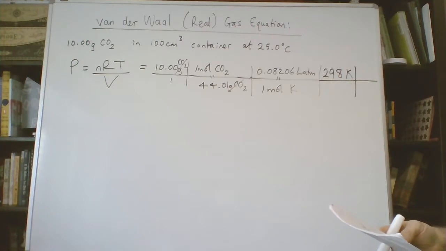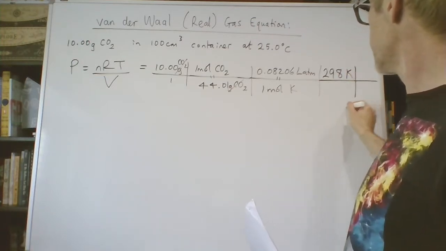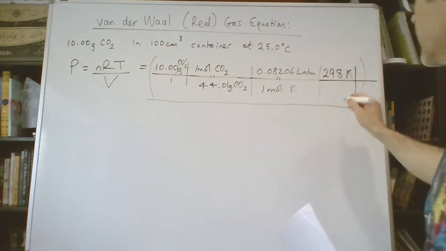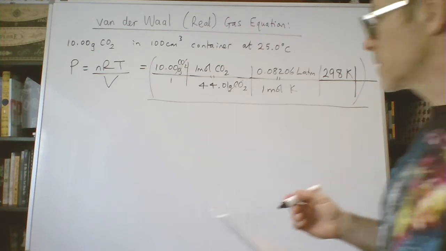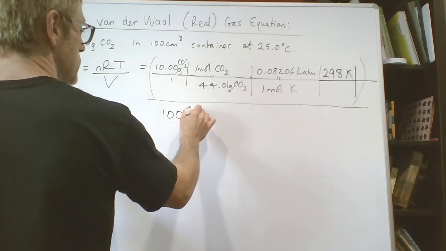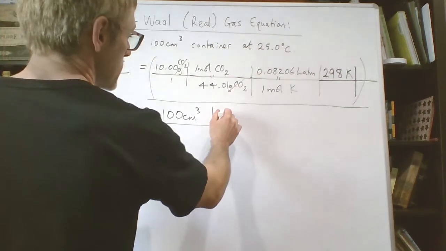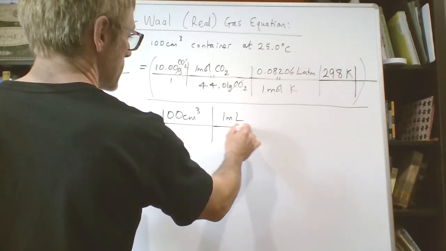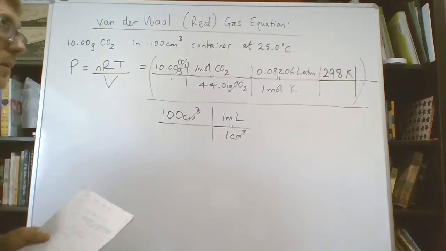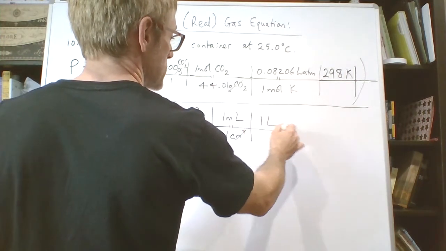My volume, in fact, I won't stick it over here because it's not in the right units. So I'll have to divide the whole thing by volume. I need volume in liter. I've been given 100 centimeter cubed. We need to get that into liter. I know a milliliter is 1 centimeter cubed, and I know the relationship between liter and milliliter, it's 1 to 1,000.